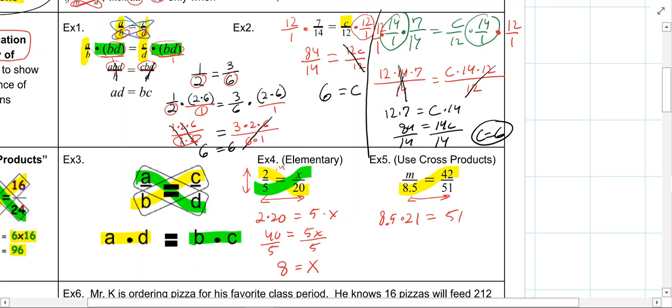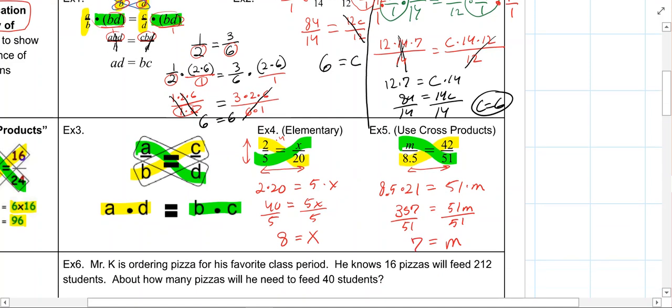is equal to 51 times m. Make a little swoop. And then this is going to be 51m is equal to, with my calculator, 357. Divide both sides by 51. Okay, m is 7.